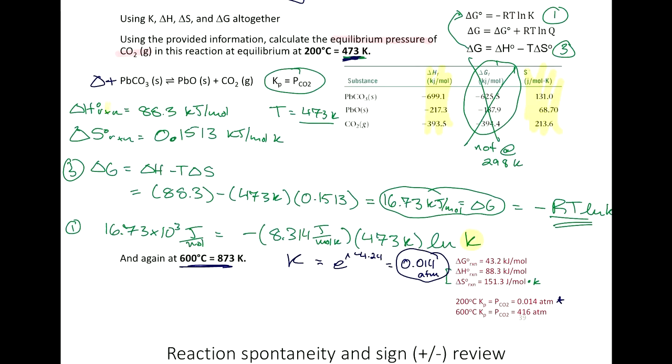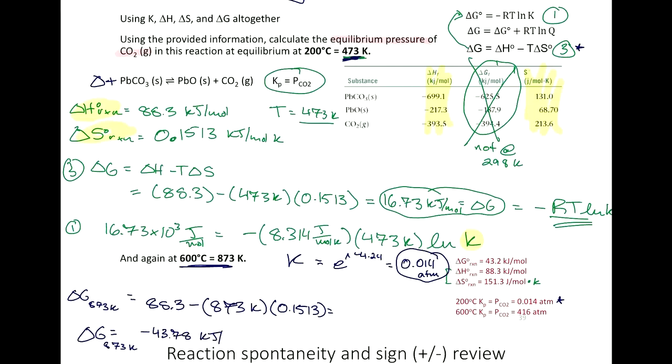So I want to use these two values to calculate delta G at 873 Kelvin. I'm going to use this third equation, delta G equals delta H minus T delta S. So 88.3 minus the temperature, 873 Kelvin, times delta S, but in kilojoules, 0.1513. And I get that delta G at 873 Kelvin is equal to negative 43.78 kilojoules per mole. Based upon that answer, is this reaction spontaneous at 600 degrees Celsius? Yes, it is. So will we have a lot or a little CO2 at equilibrium? A lot. K should be a really large number.